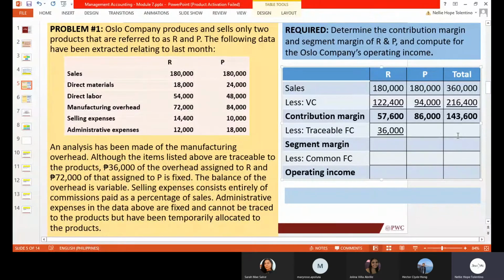12,000, ma'am. 12,000 ba? 72. 12 yung inallocate mo as variable kanina, pero this time, yung fixed na portion ang kukunin mo. So, it's 72,000. So, how much is the total traceable fixed cost? 108. 108. So, how much is the segment margin of R?